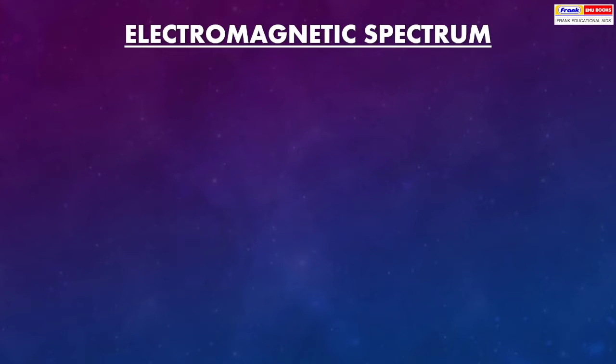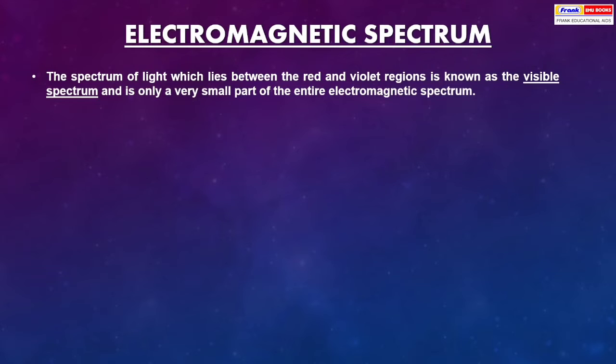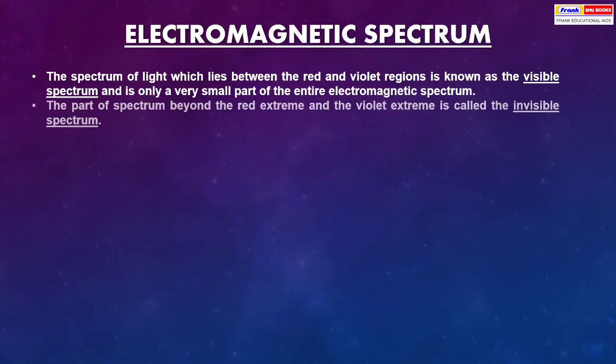Electromagnetic spectrum. The spectrum of light which lies between the red and violet regions is known as the visible spectrum and is only a very small part of the entire electromagnetic spectrum. The part of spectrum beyond the red extreme and the violet extreme is called invisible spectrum.